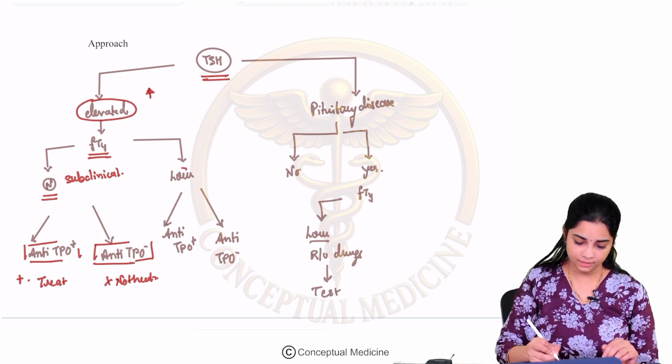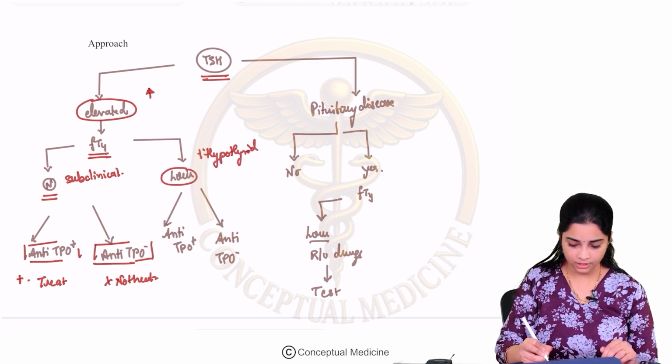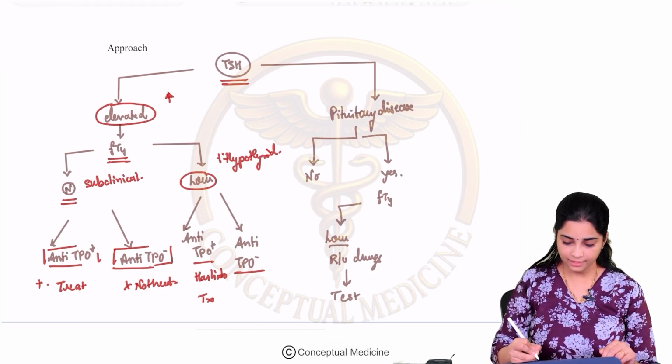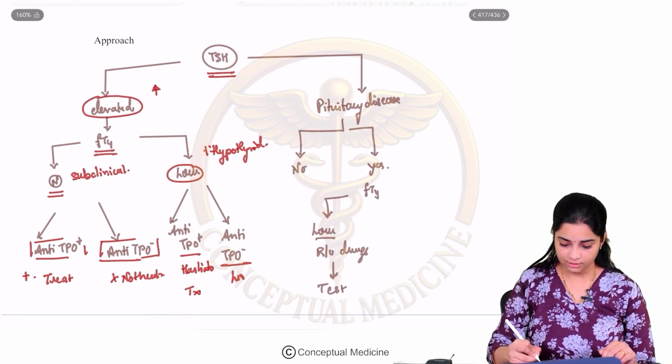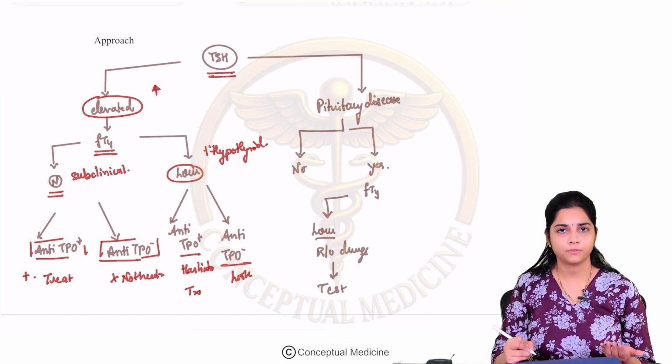Now the TSH is elevated and the FT4 is low. That means that this is a full-blown primary hypothyroid. Okay, anti-TPO positive, it is Hashimoto. You treat them. If anti-TPO is negative, you look for other causes. Maybe iodine deficiency, maybe certain thyroiditis, and so on and so forth.